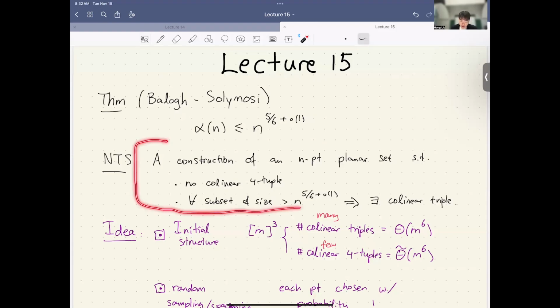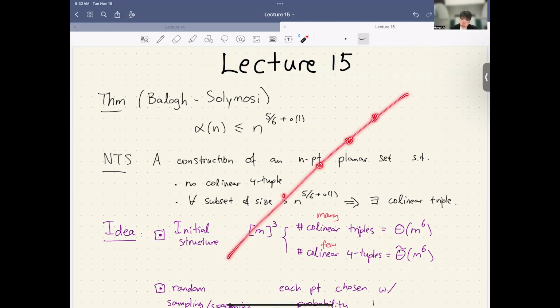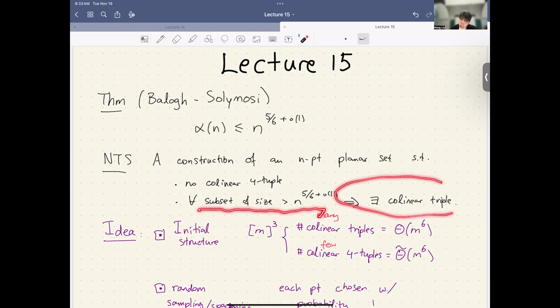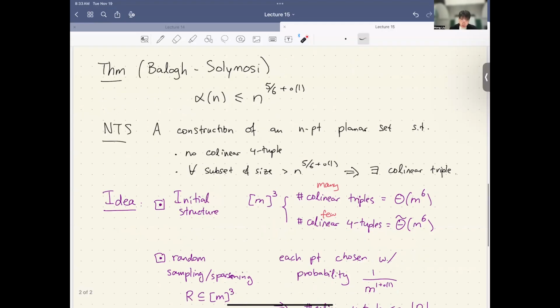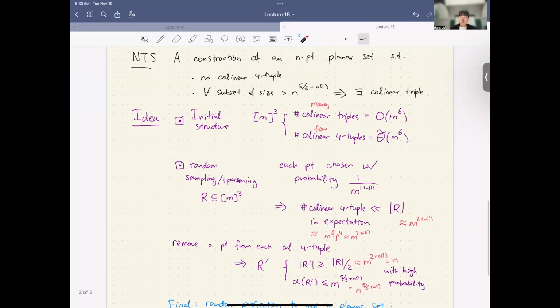So what does that mean? Translated to a statement, that means we need to construct a set of points on the plane such that it does not contain 4 points on a line, no collinear 4 points, but it's very rich in collinear triples, meaning that no matter how you take a subset of size slightly larger than n to the 5/6, you must necessarily contain in this subset a collinear triple. So the outline of the construction is a mixture of structure and randomness.